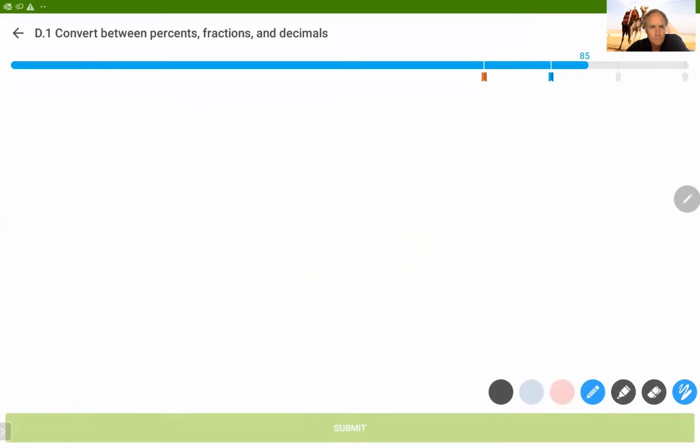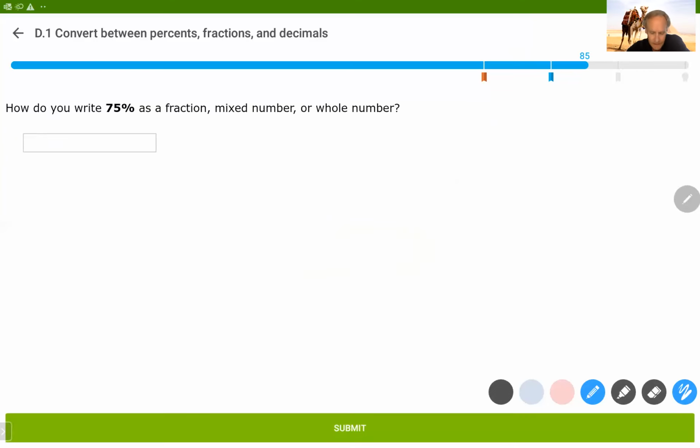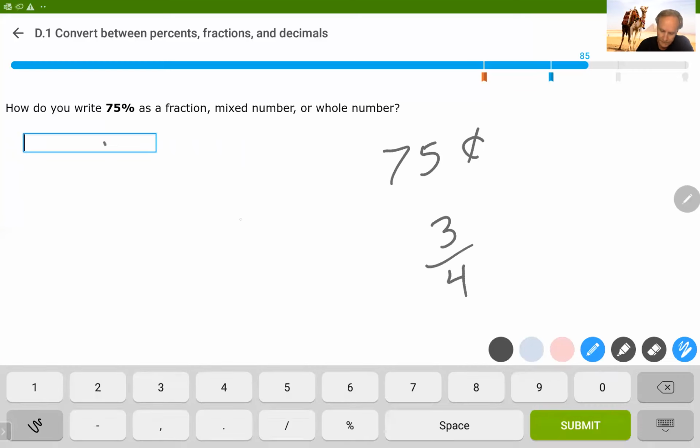75% is 75 cents. Hopefully you noticed right away that we're dealing with quarters here, and I have 3 quarters. Of course, if you wanted to, you could have written it as 75/100 and simplified. I like 3/4 just fine.